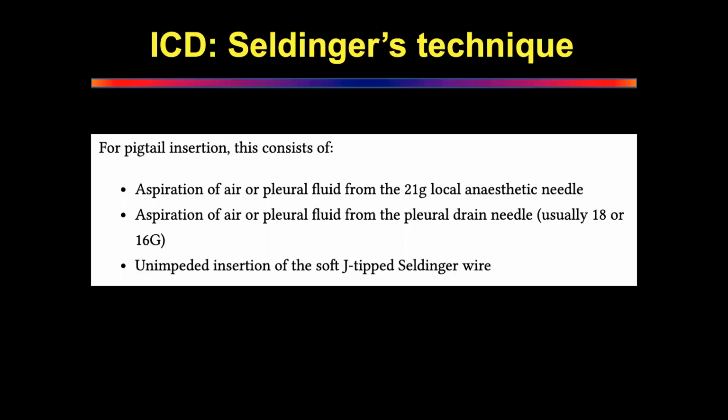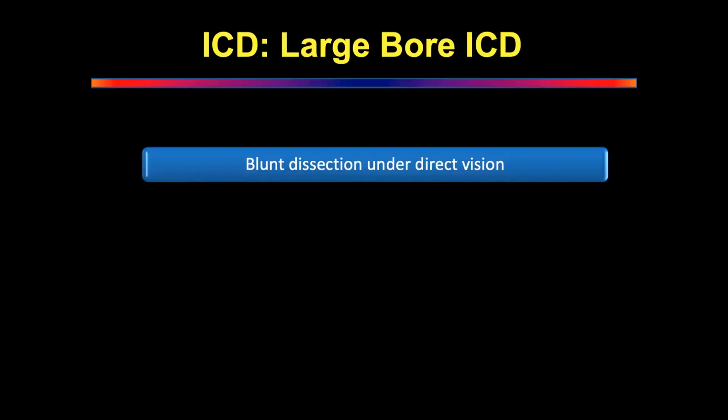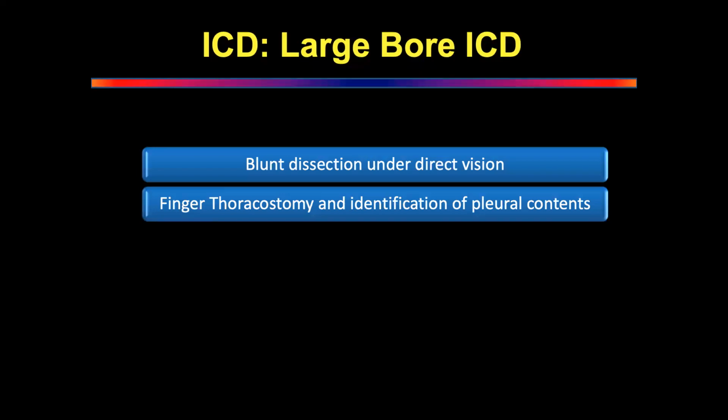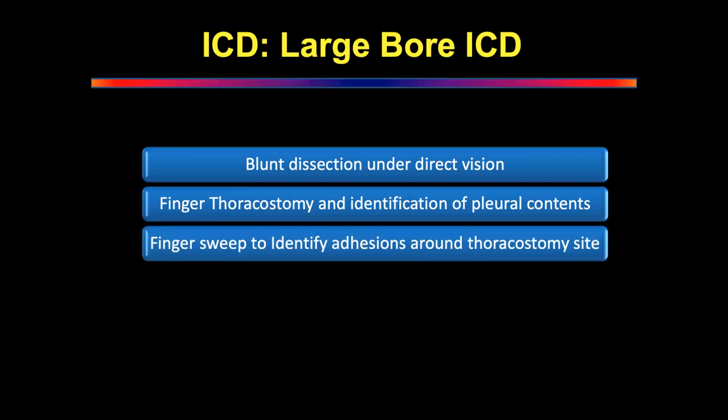And then we spoke about Seldinger, so that's all right. For large bore, we said you must always do it. Please, please, please put in a finger. It is very important to do a finger thoracostomy. This you must say in the exam. You must sweep the finger to identify adhesions around the thoracostomy.